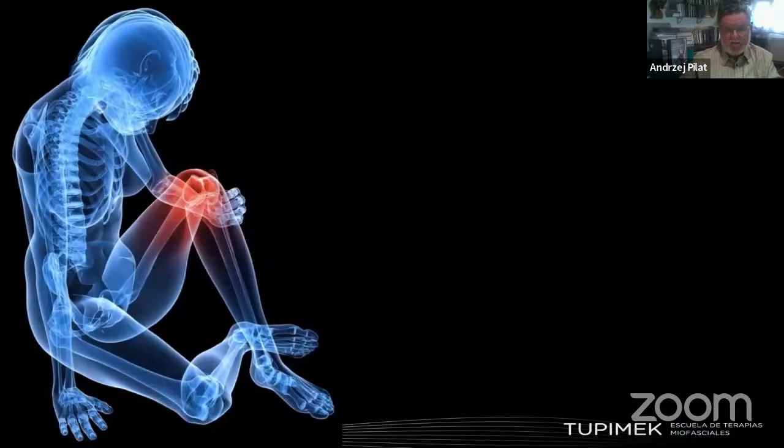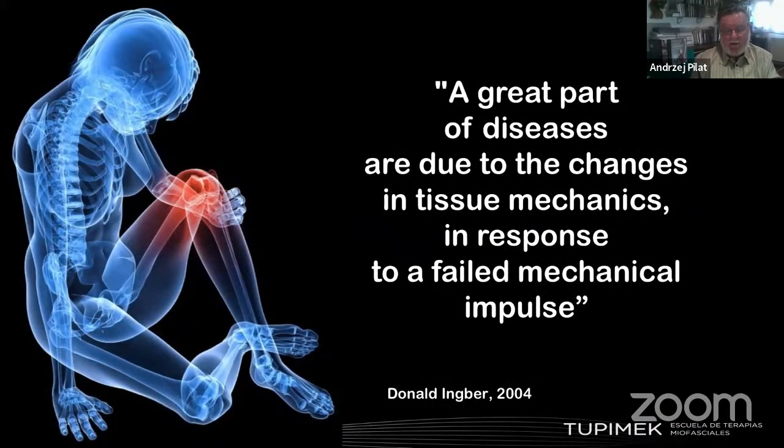This is the seat from Donald Ingber. Remember, Elizabeth, we talked about it. The biotensegrity, the tensegrity model, is present here. Donald Ingber observed the architectural model of tensegrity and moved it to the living structure, to the cells. Today, we have a lot of persons who study the biotensegrity model at different levels of construction. And Donald Ingber said a great part of disease is due to changes in tissue mechanics in response to a faulty mechanical impulse. So the movement is central for him.